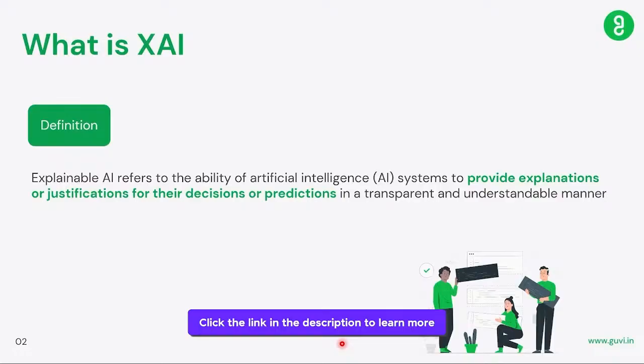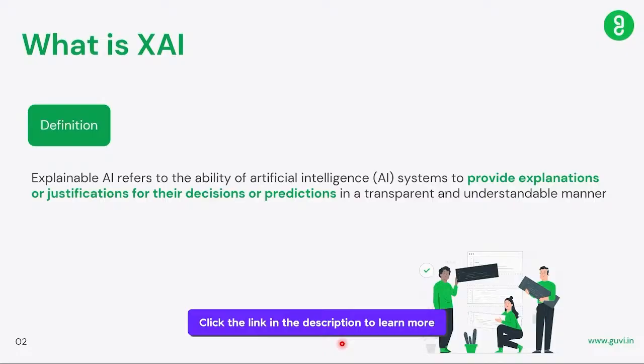Now what is XAI? What exactly is explainable AI? At its core, explainable AI refers to the capability of AI systems to provide understandable explanations for their decisions or predictions. In other words, it's about demystifying the black box of AI and shedding light on how AI arrives at its conclusions. Now you might be wondering, why is this so important? The answer lies in fostering transparency and trust in AI systems.